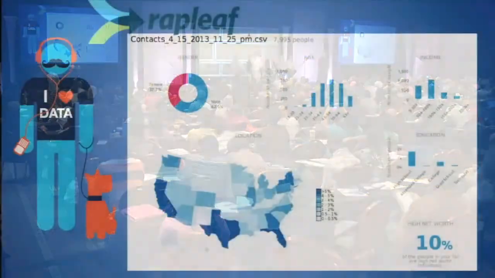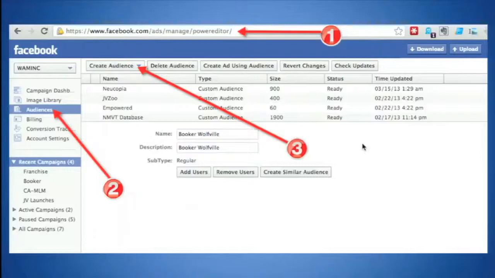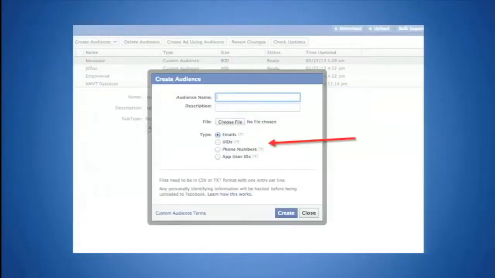All right, so Rapleaf. This is a list I built on YouTube of about 8,000 people. Upload it to rapleaf.com. It's going to tell me the demographics. So when you go into Facebook, you don't have to think, do I want to market this to women or men or what demographic? If you've got a list, it'll tell you who you resonate with anyhow. So pop into the Power Editor, press audiences, and then press create audience.